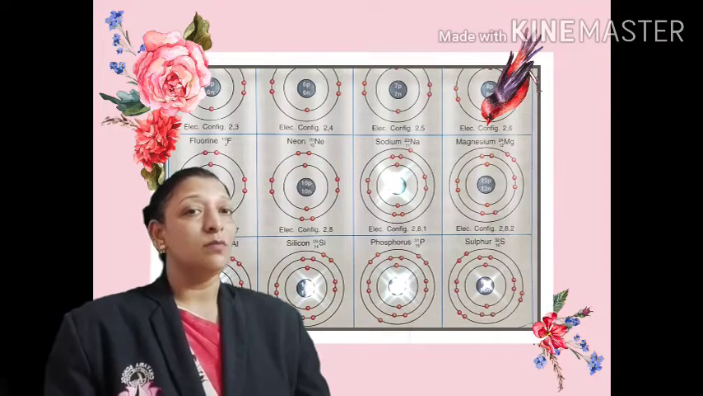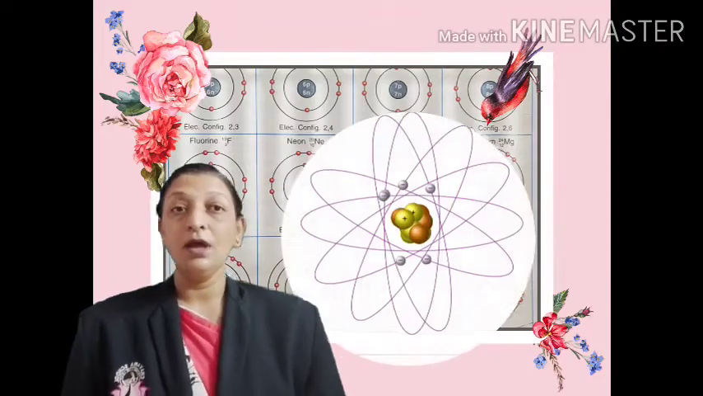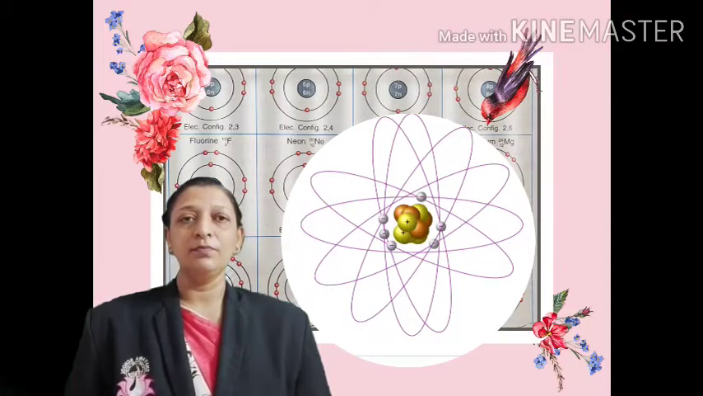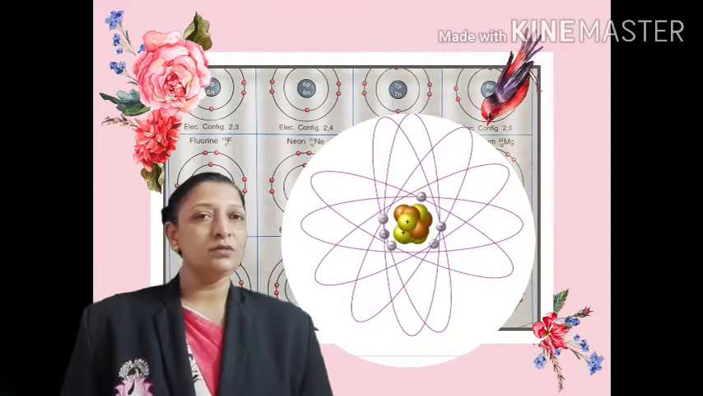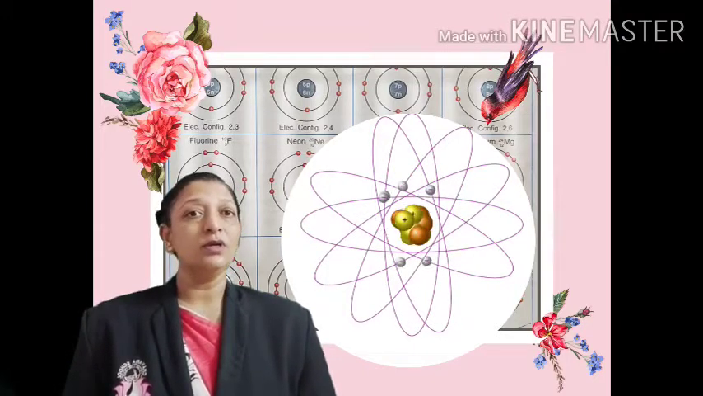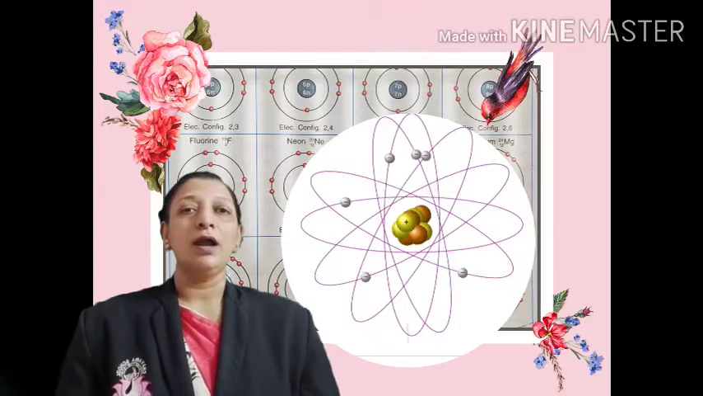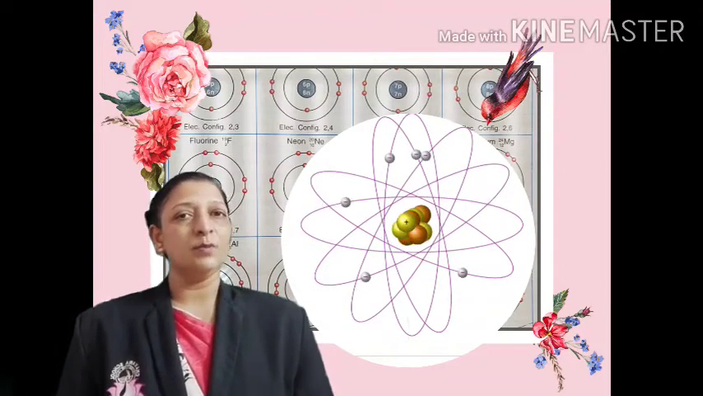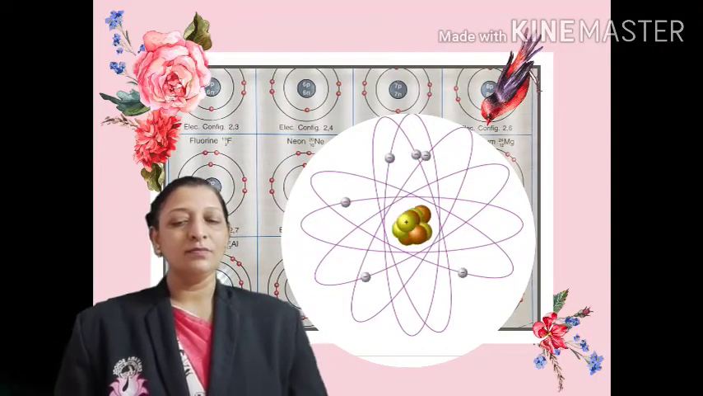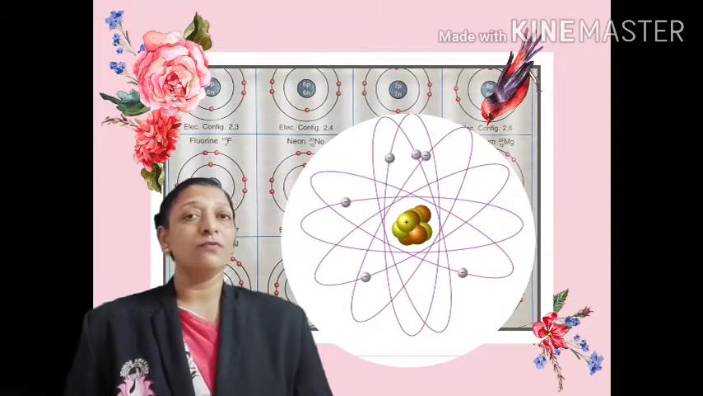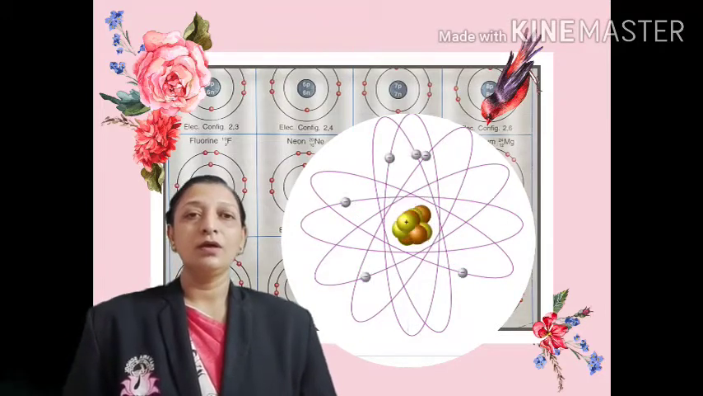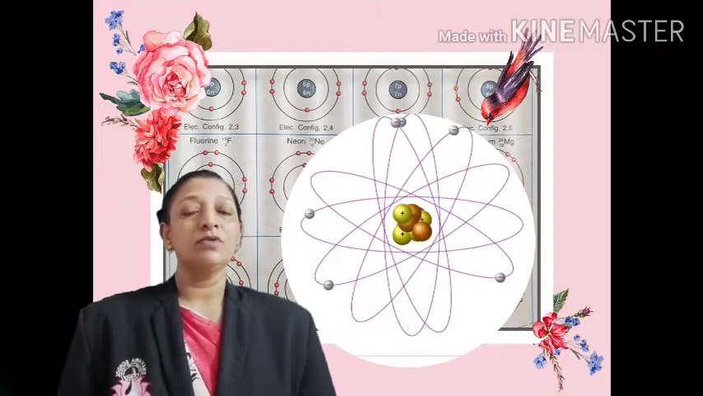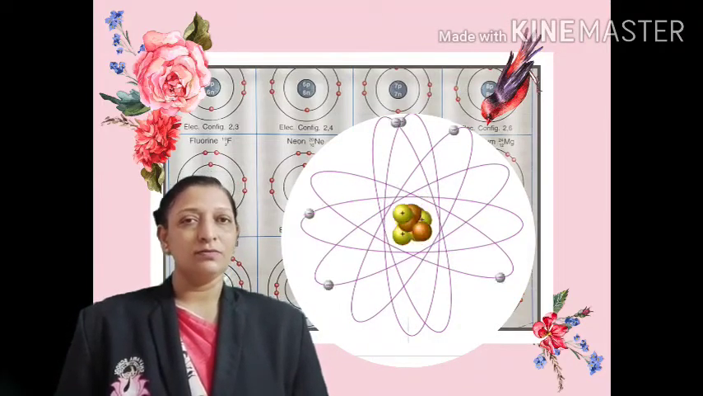Let us see now the modern model of an atom. An atom is made of three main subatomic particles, namely positively charged protons, neutral neutrons and negatively charged electrons. Already we have learned their properties in the previous videos. Second, orbits of atoms. Electrons are moving in circular orbits, which are the fixed paths of electrons.